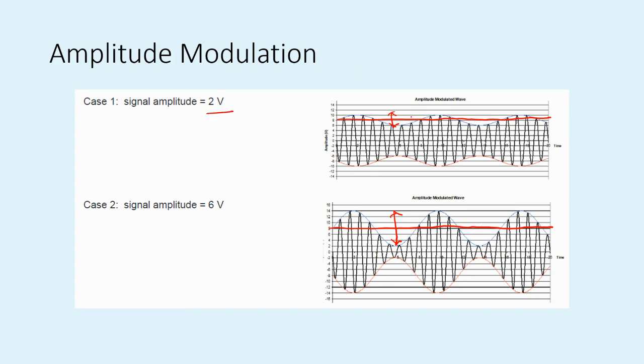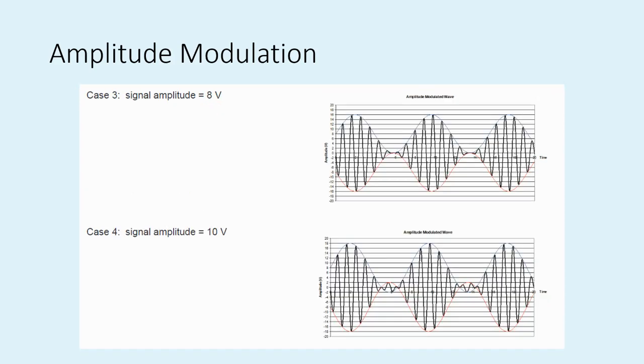Notice this is 2 volts, which makes sense because we're going 2 volts above and 2 volts below. So that's the 2 volts either side of the carrier amplitude. And this one is 6 volts, so 6 volts below, 6 volts above. And we can take this even further. So this is called 100% modulated because it's going from 16 all the way down to 0. Again, 8 is the middle. And this is called 100% modulation.